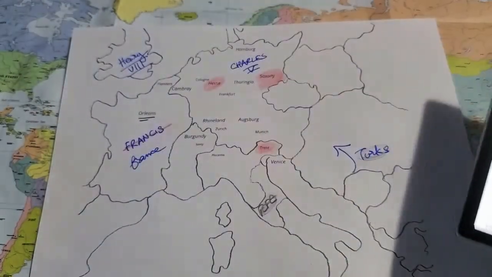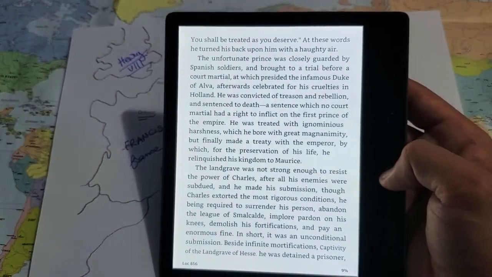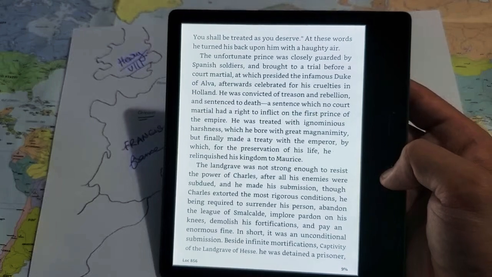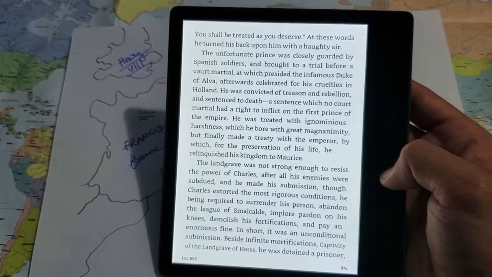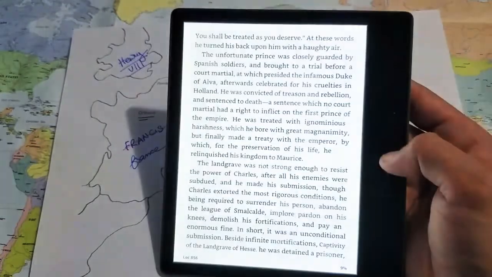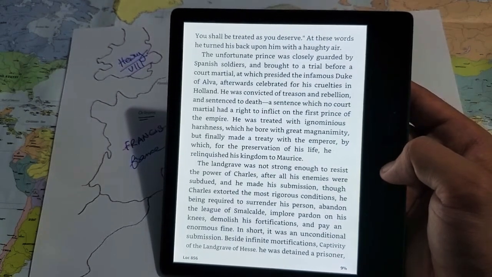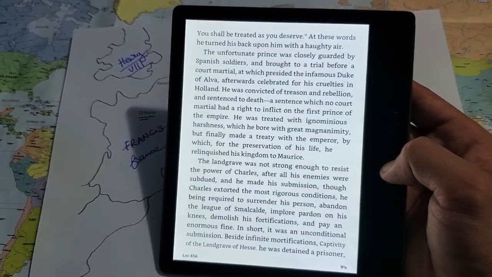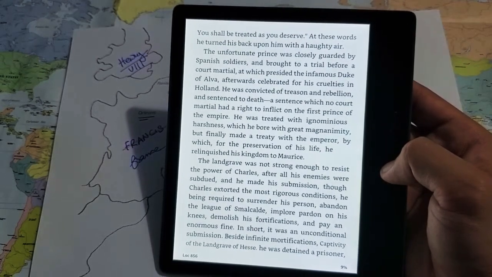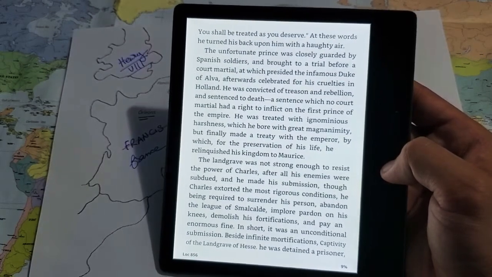So Charles is not giving any mercy to one of the most powerful princes of his empire, Frederick the Elector of Saxony. The unfortunate prince was closely guarded by Spanish soldiers and brought to a trial before a court-martial, at which presided the infamous Duke of Alva, afterwards celebrated for his cruelties in Holland. He was convicted of treason and rebellion and sentenced to death, a sentence which no court-martial had a right to inflict on the first prince of the empire. He was treated with ignominious harshness, which he bore with great magnanimity, but finally made a treaty with the emperor, by which, for the preservation of his life, he relinquished his kingdom to Maurice.